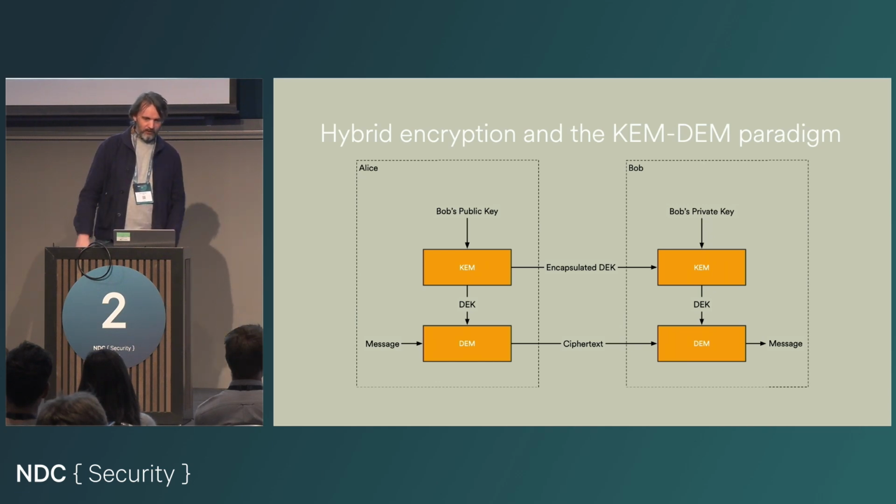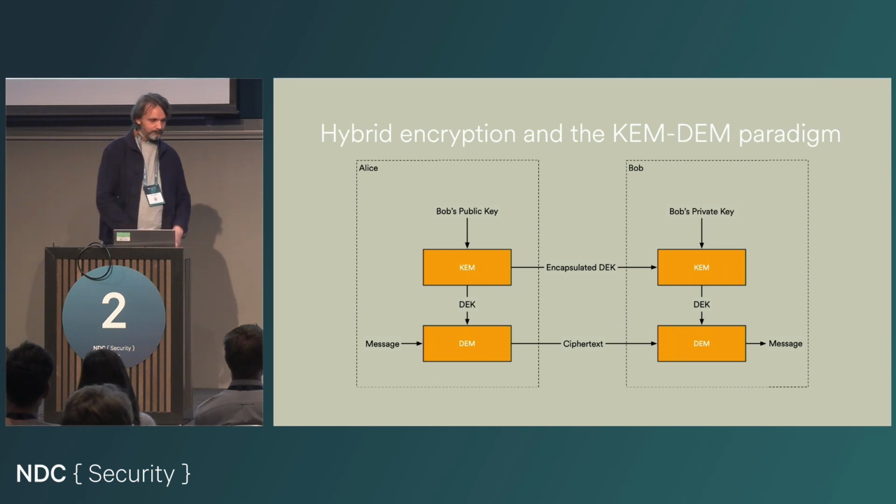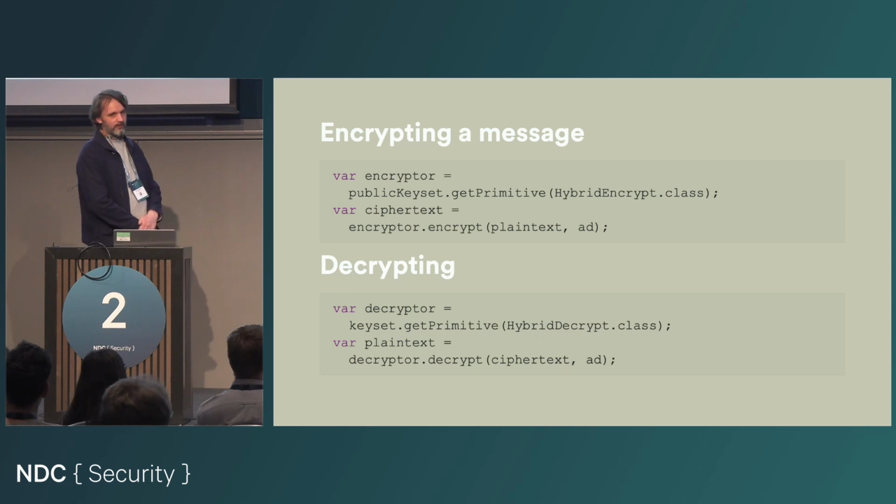There's a little bit of complication that you need to understand for why things are the way they are, but mostly in Tink, this is all hidden for you. Again, we have our public key set here, this is Bob's public key, and we're going to get this hybrid encrypt. That's why it's called hybrid encryption, because behind the scenes it's doing this KEM-DEM stuff. Then we just say we're going to encrypt it, and we give it our plaintext and our associated data, and it's going to give us back a ciphertext.